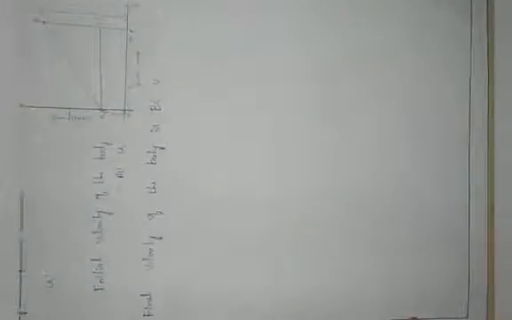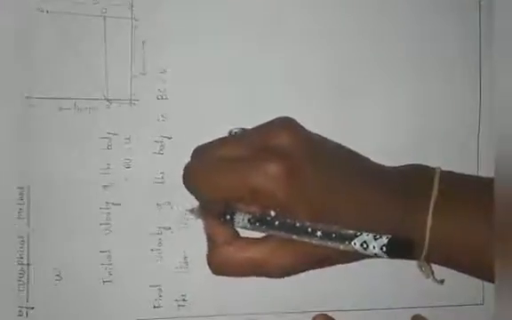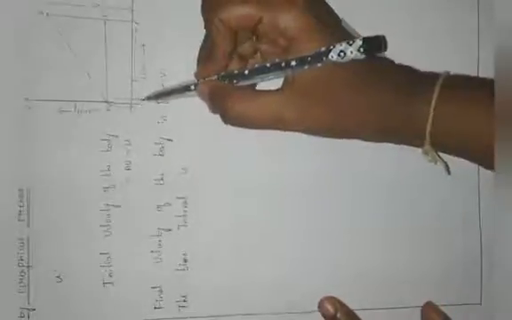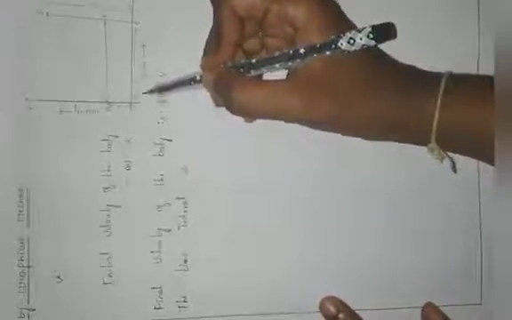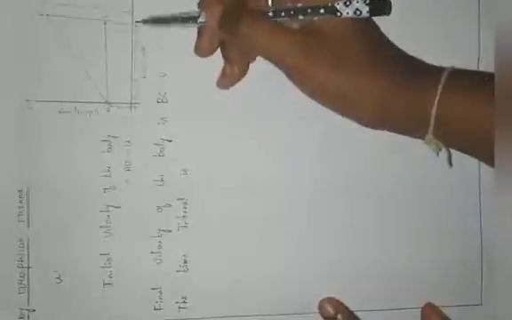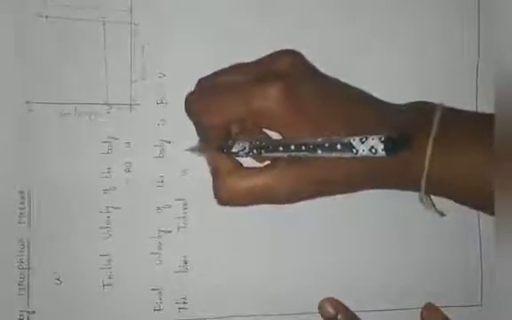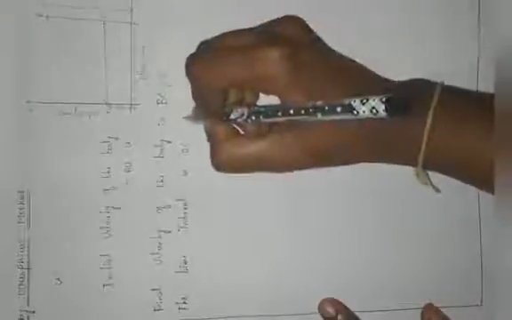Correct? The time interval is the time in which the velocity changes from U to V. So you can see here OC. OC is the time, OC which is equal to time t.